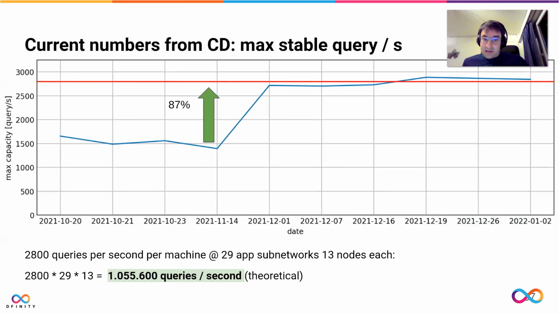Now for queries, we had a very big improvement since the last benchmarks. That's probably related to using more threads in execution that can concurrently execute queries. While we were seeing around 1,500 queries per second, we are now almost up to 3,000. So this is an 87% improvement. And with that, we think we can achieve a theoretical throughput of more than 1 million queries per second on the current mainnet configuration. So there is room for improvement here for sure.